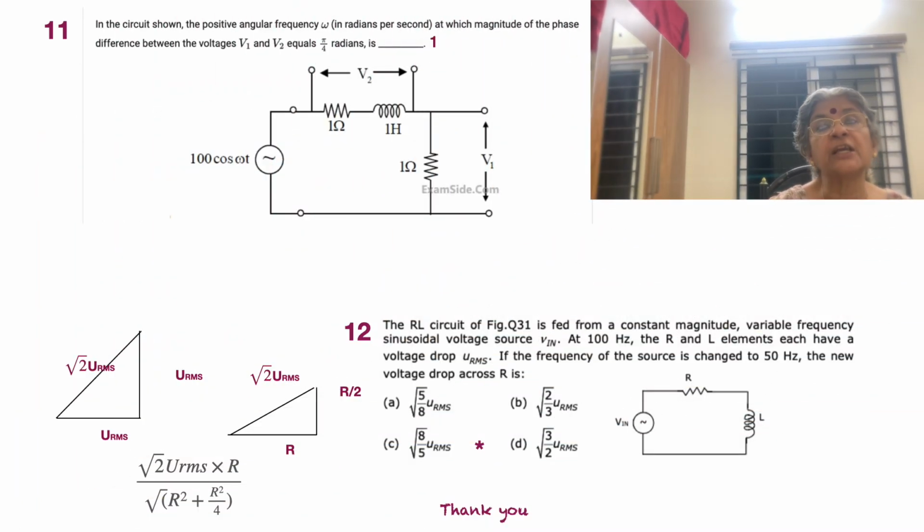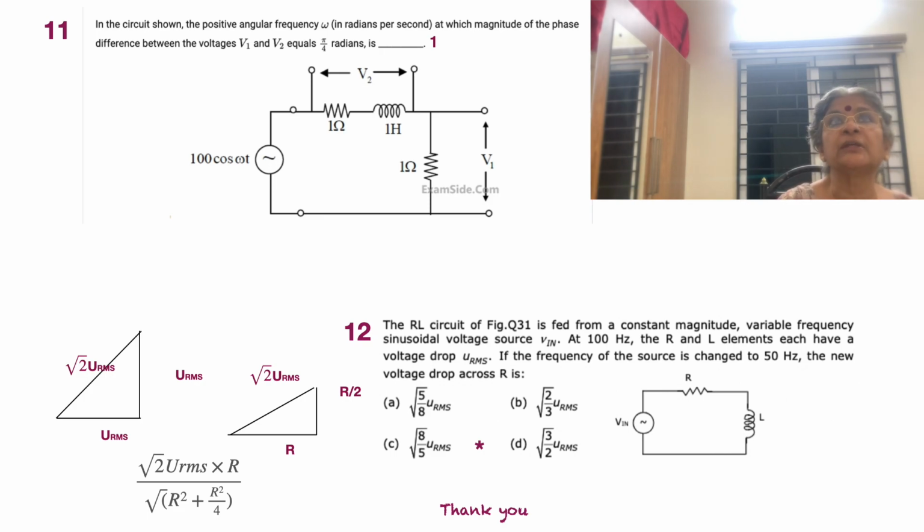If the frequency of the source is changed to 50 Hertz, what is going to happen? Let's see the new voltage drop across R. R is the resistance. Now omega L has changed, since the frequency has gone from 100 Hertz to 50 Hertz. So now omega L becomes omega L by 2. And what was omega L? It was equal to R earlier. Why? Because they shared the same voltage.